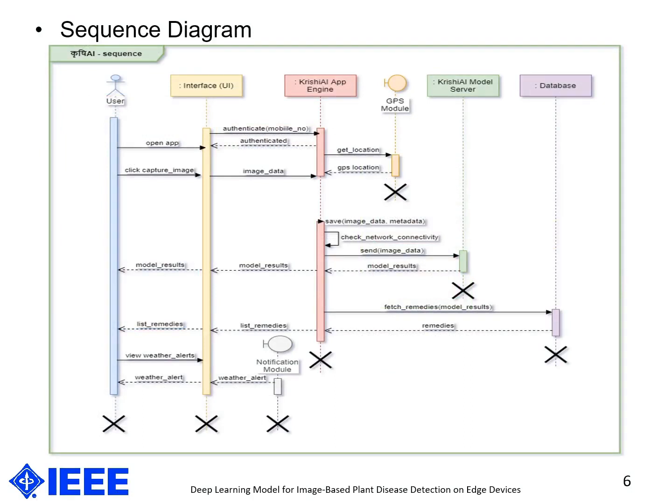The sequence diagram. So basically, this shows the entire flow of the app. We have the Krishi AI app engine, the Krishi AI model server, and the database. When the user opens the app, he encounters the interface where he is asked to authenticate using mobile number. The app engine then authenticates the user.